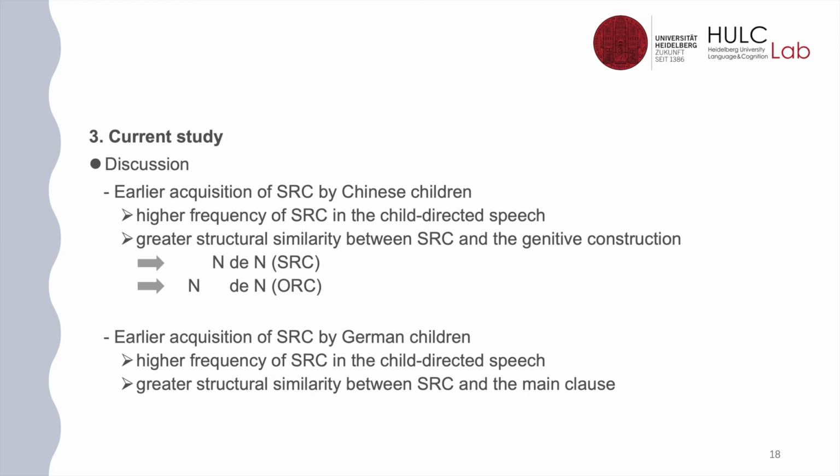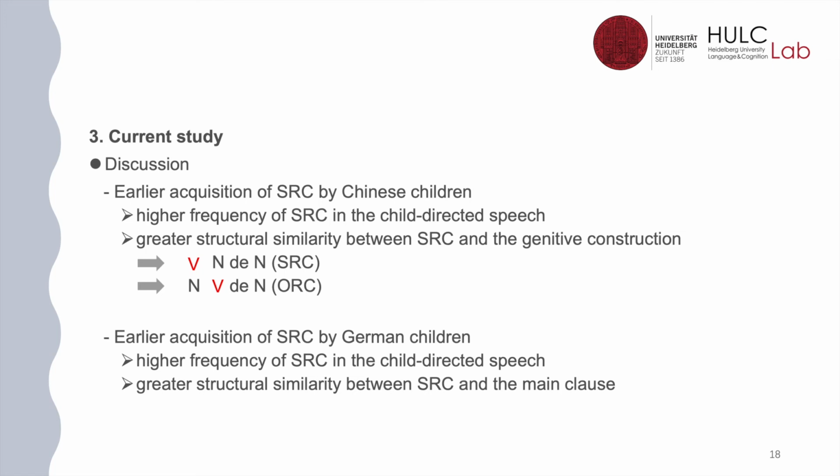To produce an SRC on the basis of a genitive, a verb has to be linked to the first noun in the under-N structure, leaving most part of the genitive structure intact. However, when producing an ORC based on the genitive construction, a verb has to be inserted between the first noun and the relativizer or genitive marker de, requiring much more restructuring. As a result, children acquire SRC prior to ORC.